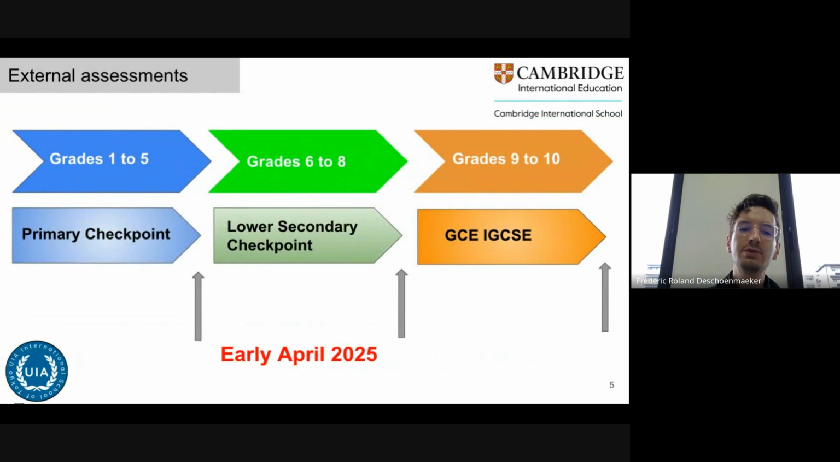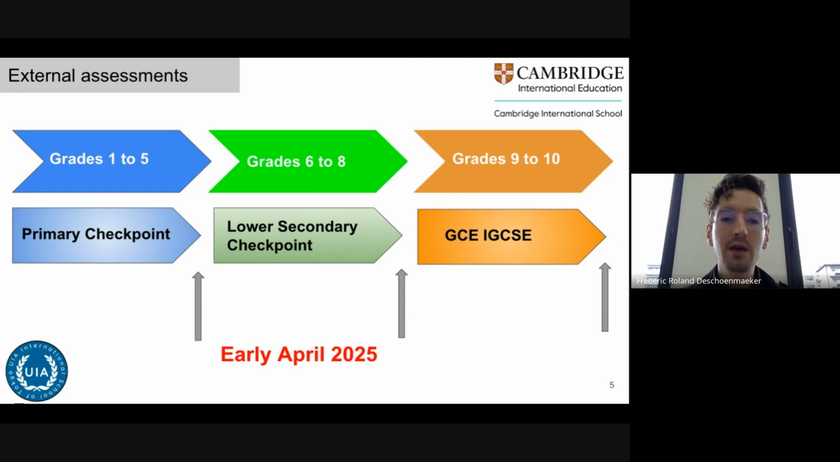As the student moves from one division to another, for example, primary moving to lower secondary, this is sanctioned by the primary checkpoint exam. Students moving from lower secondary to upper secondary, grade 9, this is also sanctioned by the lower secondary checkpoint. So we have two different sets of checkpoint exams. The next one will happen in April 2025.